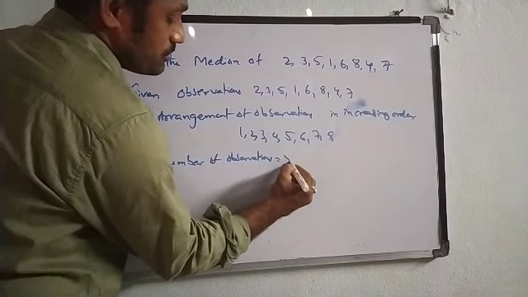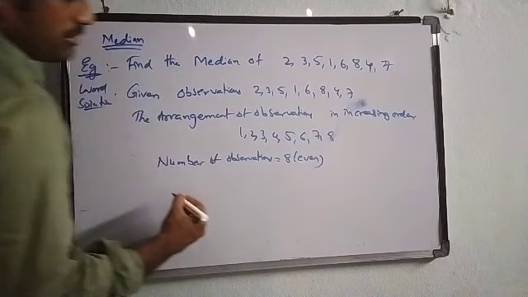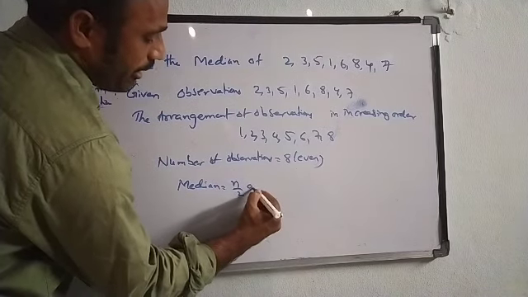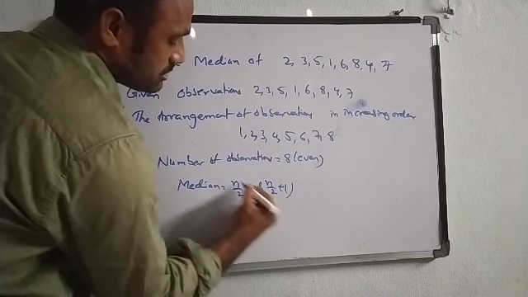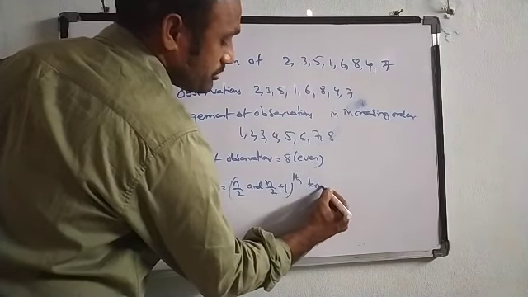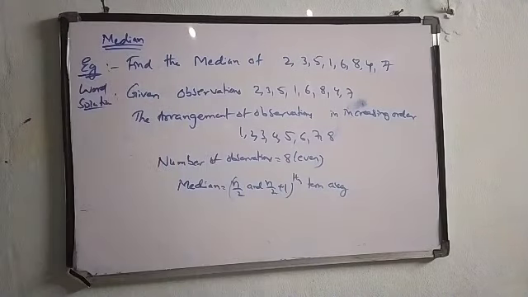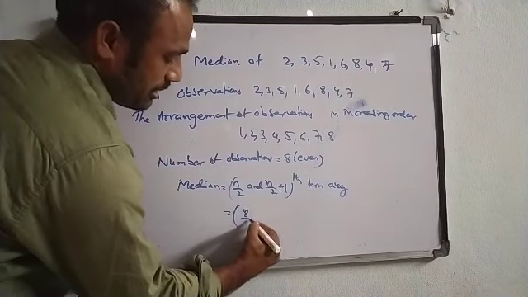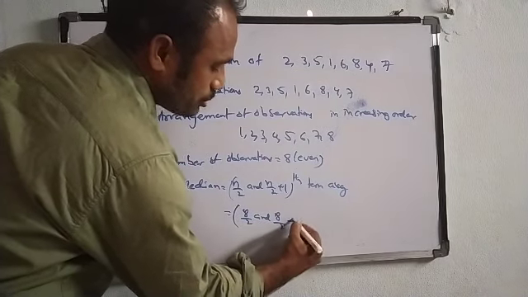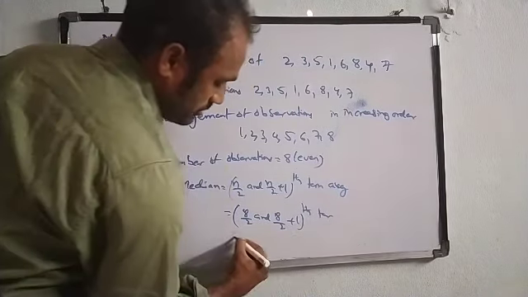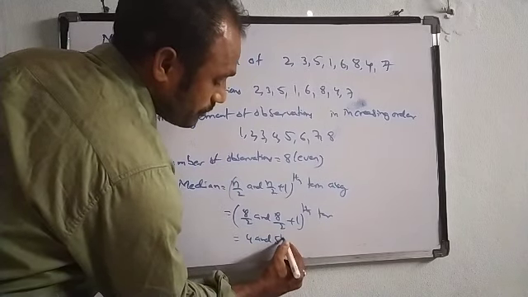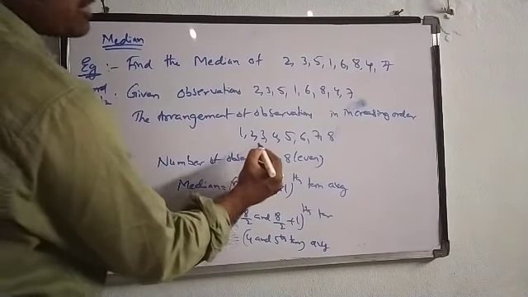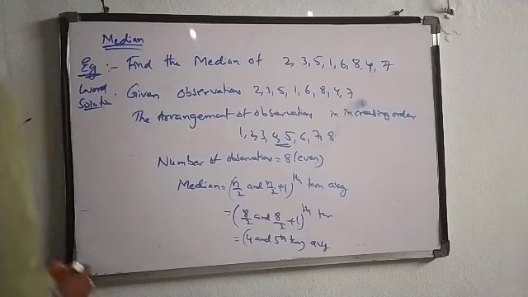Number of observations, which is 8, which is even. So the median formula: we have the n by 2 and n by 2 plus 1th term average. So here the median is the 8 by 2 and 8 by 2 plus 1th term average, that is the 4th and 5th term average. So in the given increasing order observations, the 4th and 5th terms are 4 and 5.